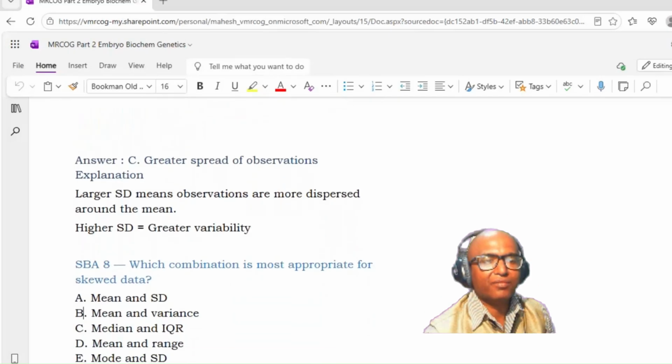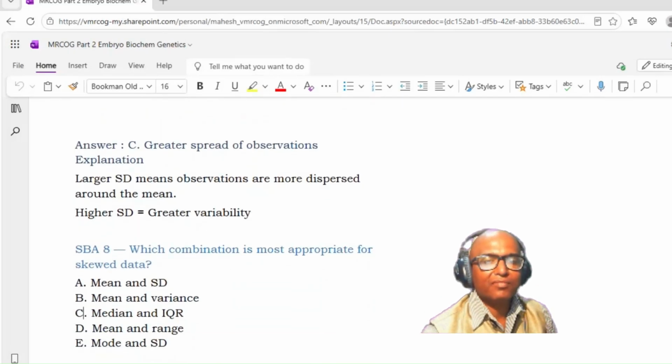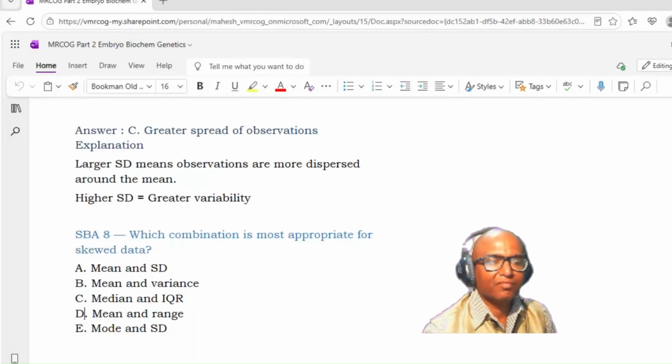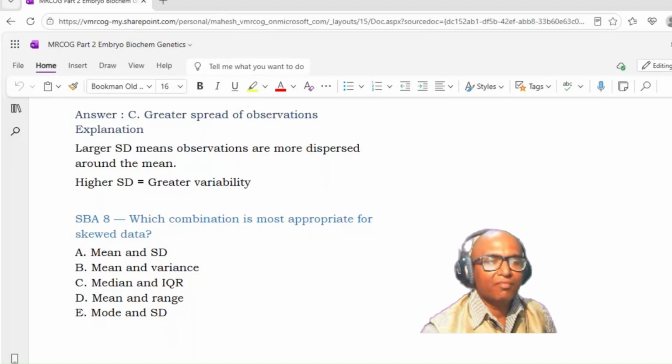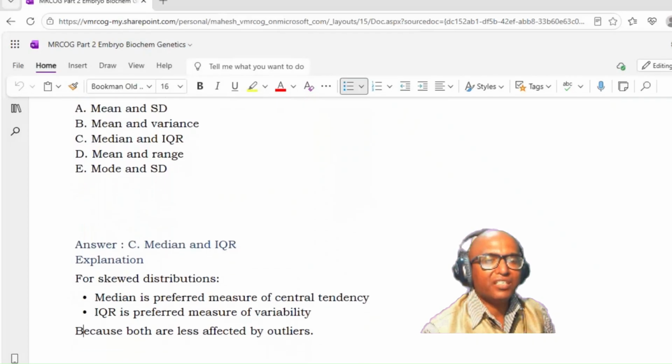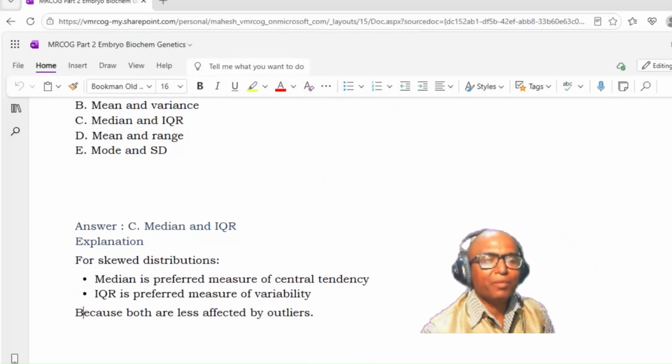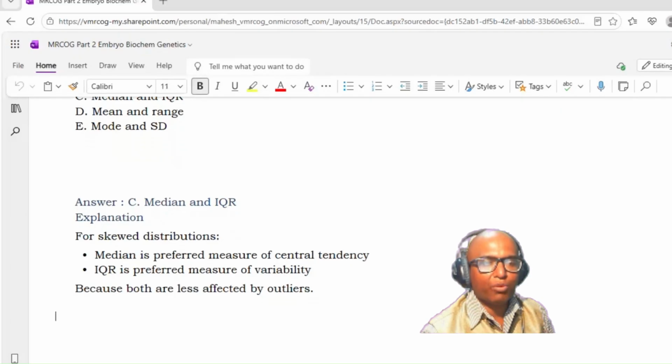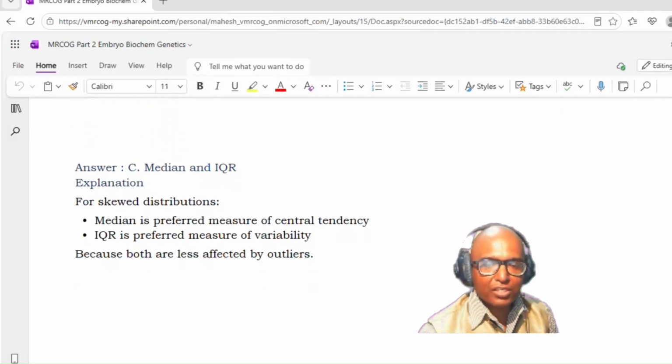Next. Which combination is most appropriate for skewed data? Mean and standard deviation, mean and variance, median and interquartile range, mean and range, mode and standard deviation. Sir, option C, median and interquartile range, because the data set is skewed. For skewed distribution, median is the preferred measure of central tendency and IQR is the preferred measure of variability because both are less affected by the outliers. So that finishes today's topic of measures of variability. Thank you.